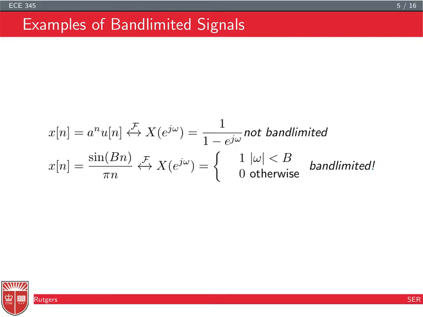Here we have the same examples in the discrete case. We have x of n equal to a to the n u of n, and when you do the DTFT, because it's a discrete-time signal, you get the DTFT of the signal as 1 divided by 1 minus a e to the minus j omega, and again, it's clear that it's not bandwidth limited. Whereas if you take the low-pass filter in discrete time also, this will give you a band-limited signal.